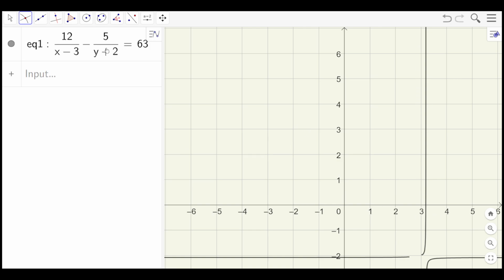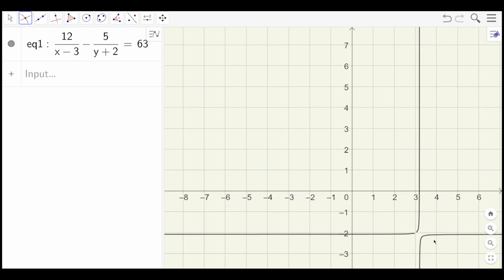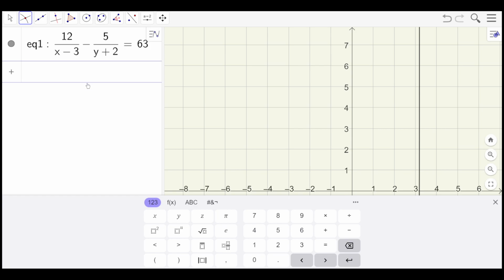This graph is the graph of this function, or whatever it is. It consists of 2 branches. It is not 2 functions. It is one function whose graph is broken into 2 parts. Okay, now we go to the next one. The next equation is 8 over what? x minus 3. Can you read it for me, please? And then plus 15 over y plus 2 equals to minus 13.